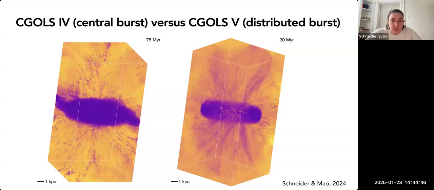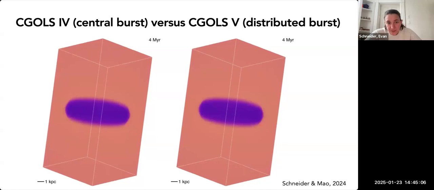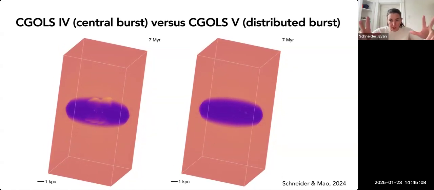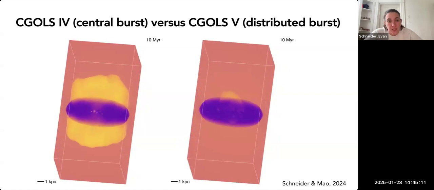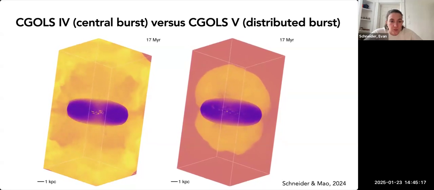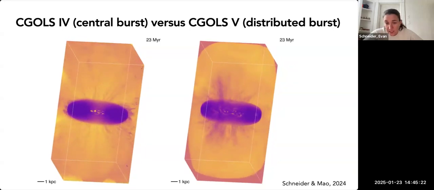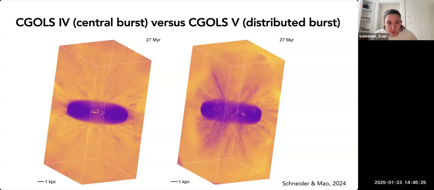All right, just to give you a sense of the difference between the models, I'm going to talk a lot in the next few slides about some differences between the central burst or nuclear starburst model, which is the Siegel 4 simulation, versus the more distributed model, which is Siegel 5. This is a density weighted temperature projection through the domain for each of these. You can see the central burst model on the left, the distributed burst model on the right. These have the same star formation rate, right? It's just how the clusters are distributed that varies.